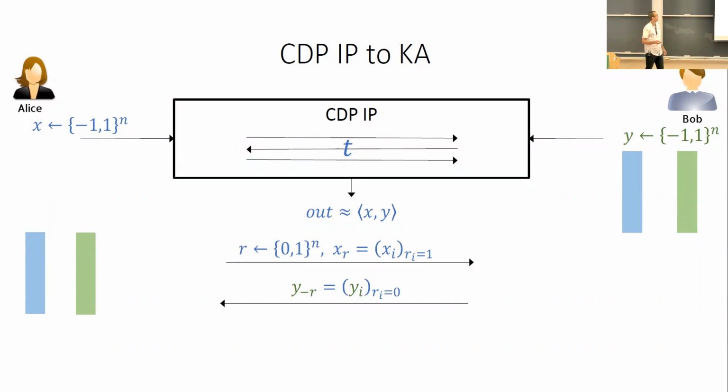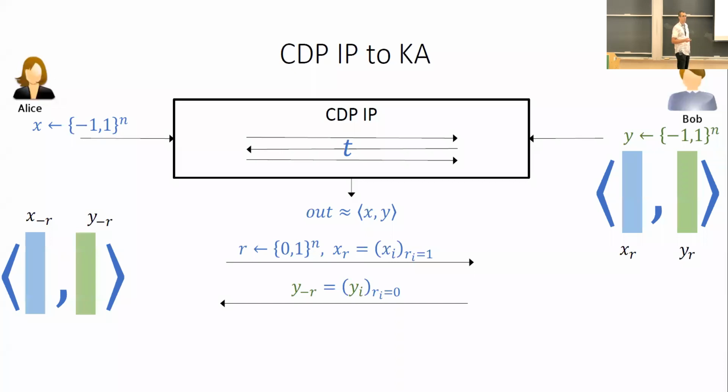Now, Bob can compute the inner product of x_r and y_r, and Alice can compute the inner product of x_{-r} and y_{-r}. Alice, using this inner product, can estimate out_B just by using the estimation of the box. So she uses the estimation: she computes out minus the inner product of x_{-r} and y_{-r}.